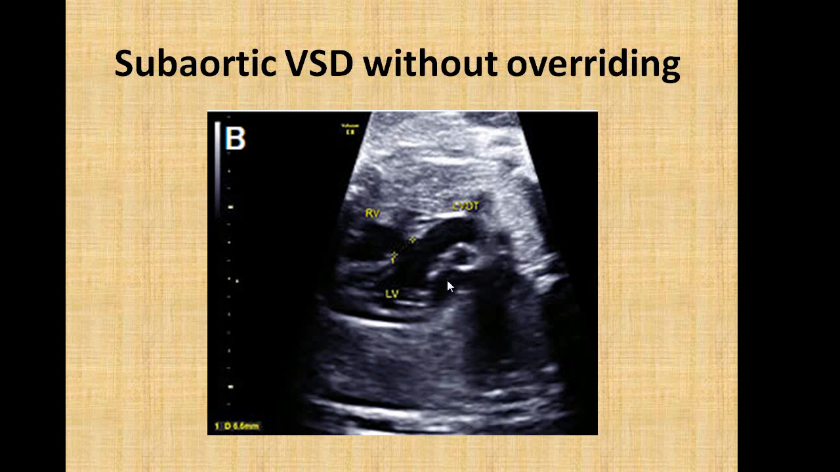Here is an explanation with images of the subaortic VSD. Here is the subaortic VSD that is not malaligned with no appreciable overriding. You will notice that the interventricular septum points to the anterior wall of the aorta. The aorta is not overriding.